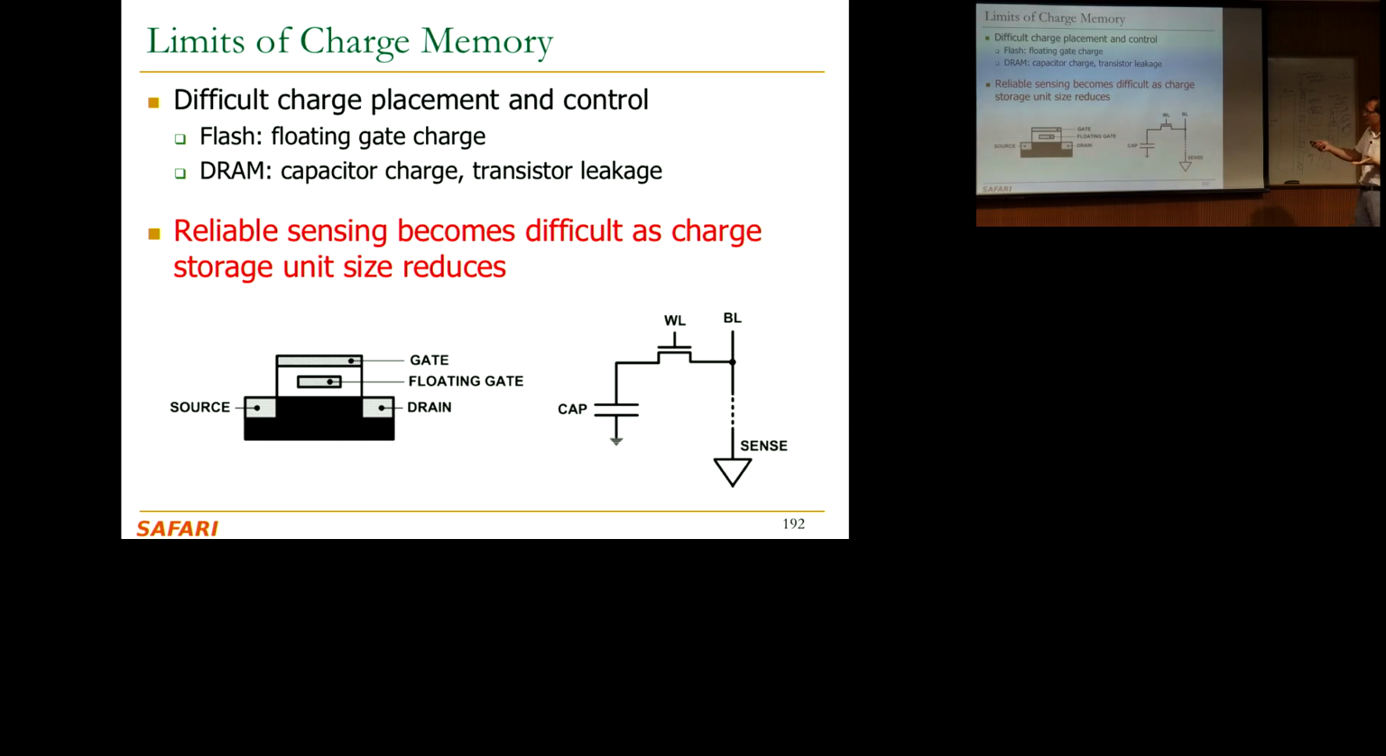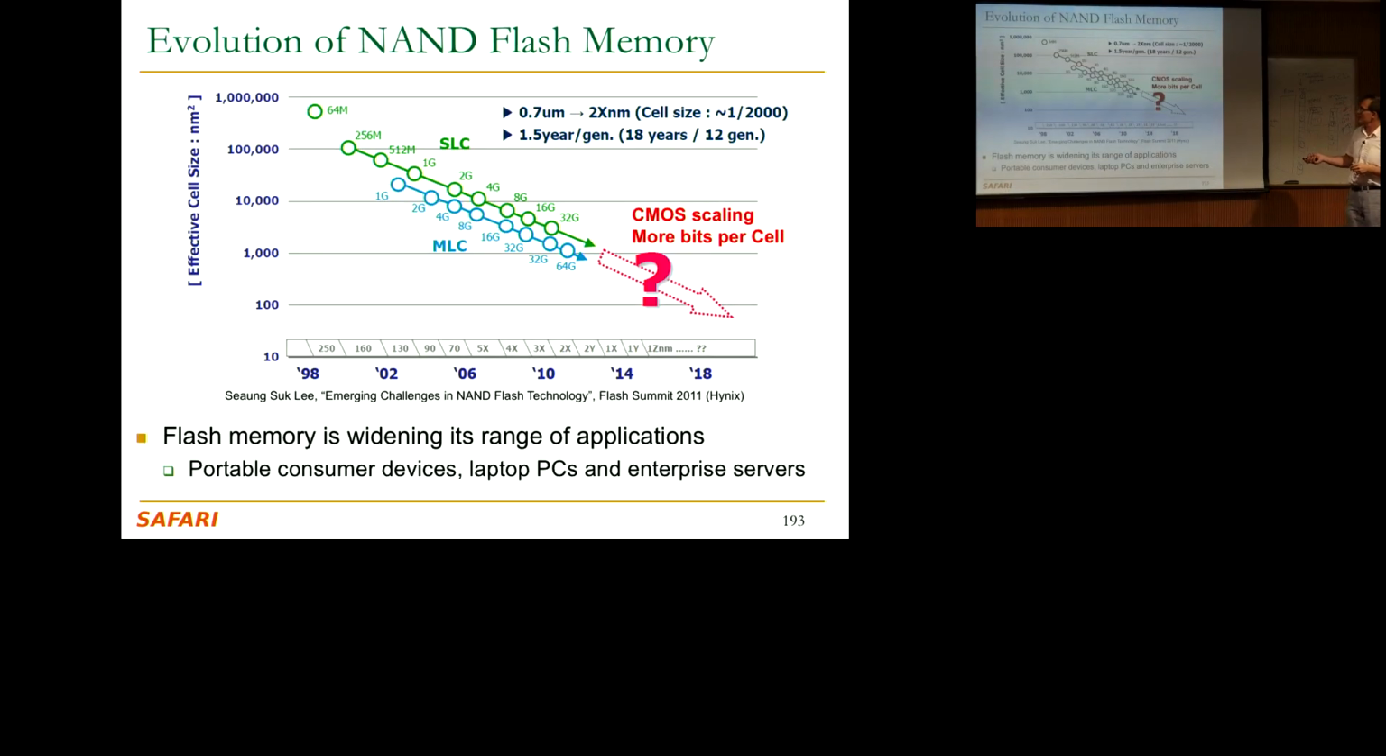Basically, flash memory suffers from the same problems as DRAM. Reliable sensing becomes difficult as charge storage unit size reduces, and it's actually a much less reliable technology than DRAM. As a result, you need to have a lot of error-correcting codes. This is a relatively old graph, and it doesn't even have 3D technology. I'm going to give you the scaling trend, and maybe we'll talk about 3D technology, but I don't really have slides for 3D, even though we have several papers on the topic. So this is the effective cell size of flash, and this is how it has evolved over the years.